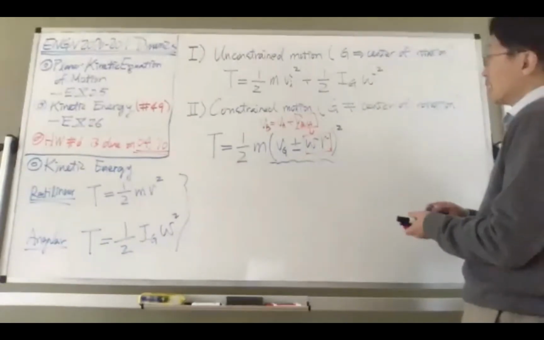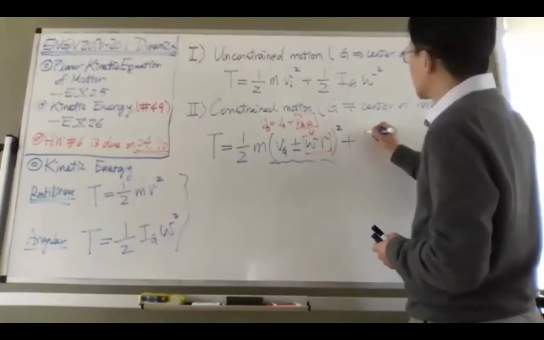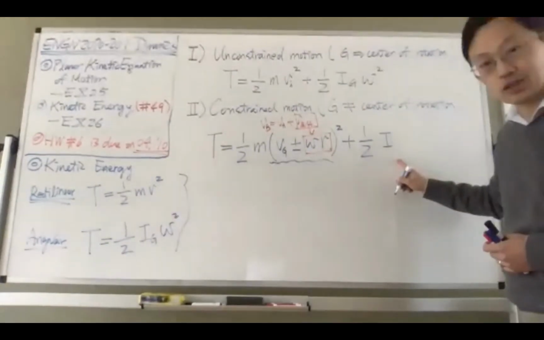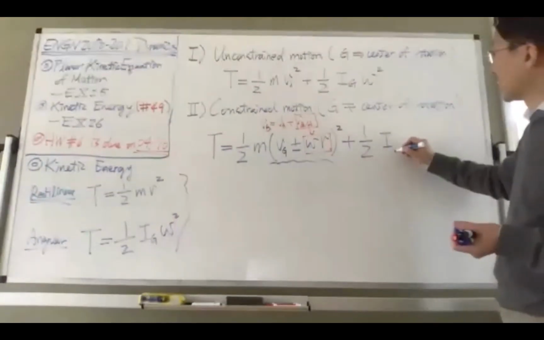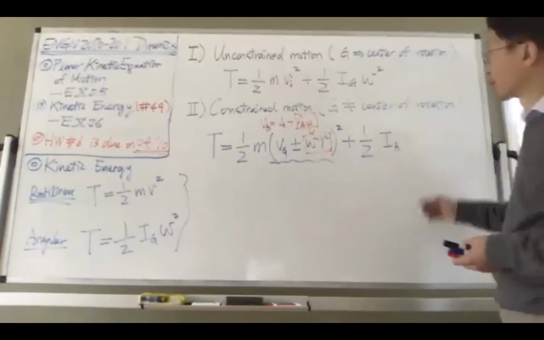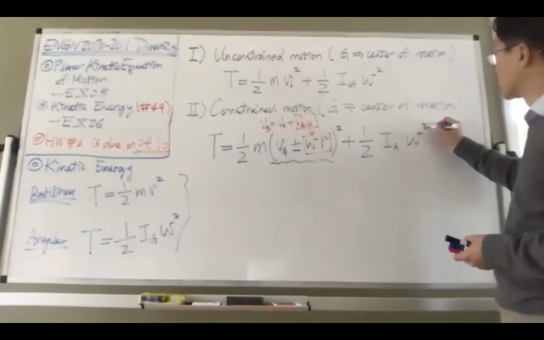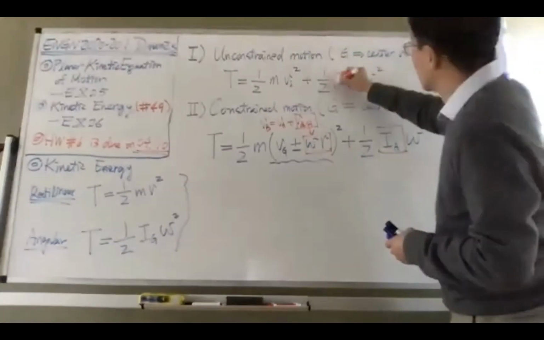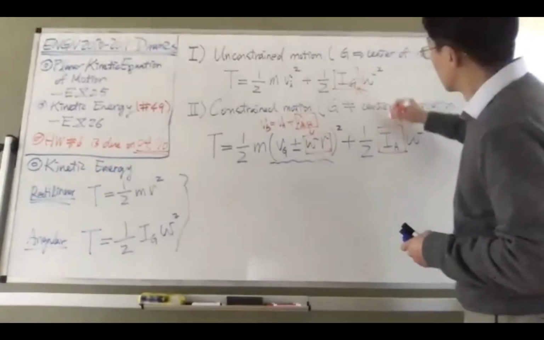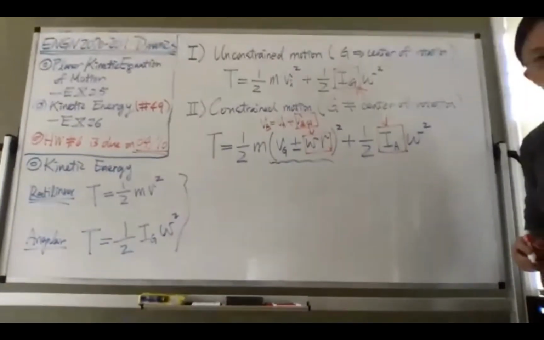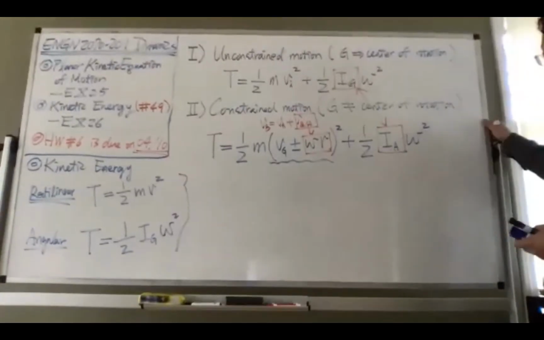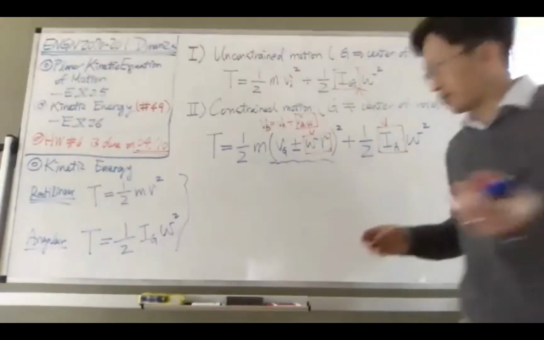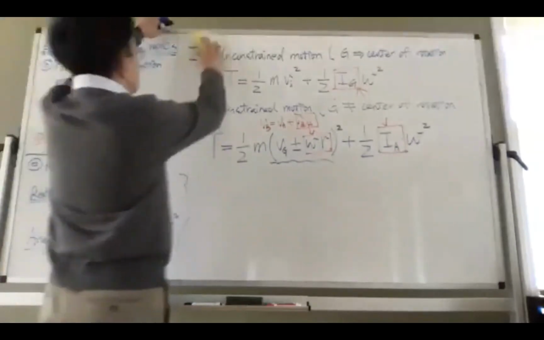For the angular term, this becomes 1/2 of I. It's not IG. It has to be about the center of rotation. So suppose we use IA, for instance, just like the example we used before, times omega squared. So just be careful that this is different from this. All right. Okay. Now, once we understand the formulation, we can continue with the example.